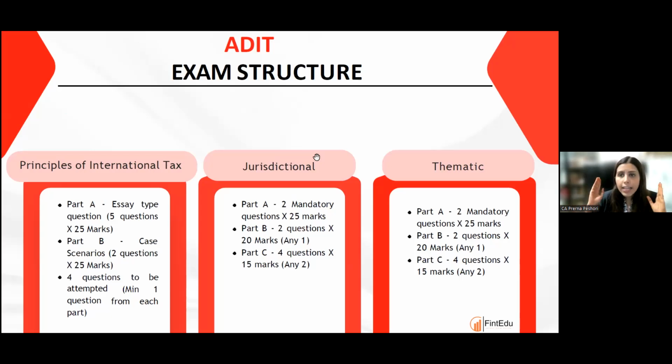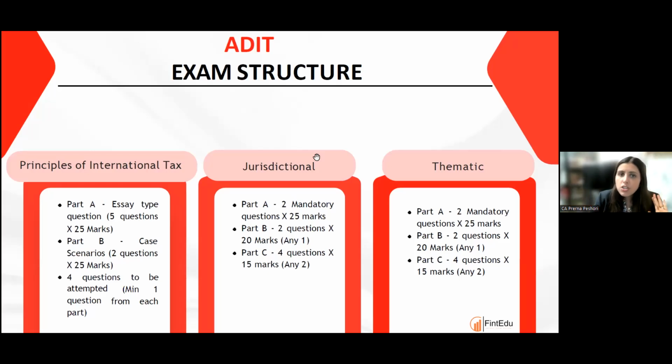So you have to answer any 4 questions from part A and part B, but 1 from each part has to be answered, meaning you have to at least answer 1 case study. And balance you can take from part A 3 questions, or you can do 2 case studies and 2 essay type. This is the 100 marks question that you have to answer. And you are getting 3 hours, 15 minutes, and it's an open book.